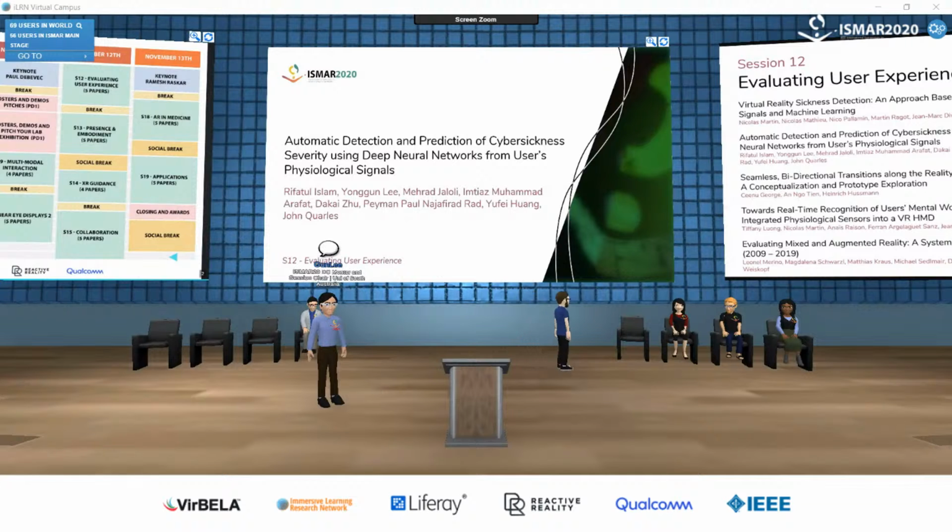Okay, our next paper is from the University of Texas at San Antonio. The title of the paper is Automatic Detection and Prediction of Cyber Sickness Severity Using Deep Neural Networks from Users' Physiological Signals. And the authors of this paper are Rifatul Islam, Yonggan Lee, Murad Jaloli, Imtiaz Muhammad, Dakai Zhu, Paul Rudd, Yufei Huang, and John Quarles. And the presenter is Rifatul Islam. I'd like to invite Rifatul to come onto the podium as the video is playing.